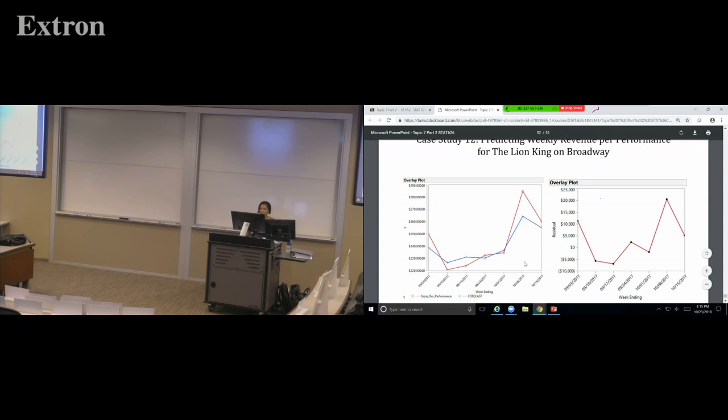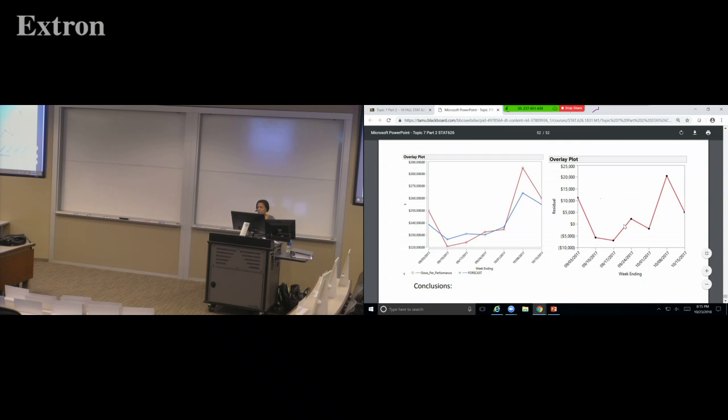So in general, I believe this model is a fairly good representation for the gross performance weekly revenue for the Lion King. You can see everyone made a lot of money with that Columbus Day weekend. Kind of blew everything out. And this is just the residuals from this model on the left. Are there any questions? So it's a fairly accurate forecast for gross performance for the Lion King.